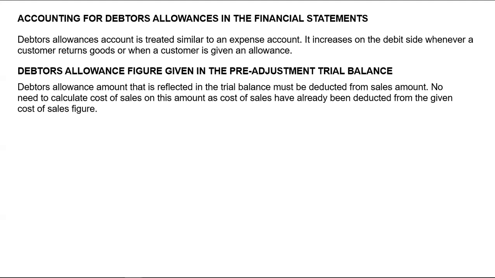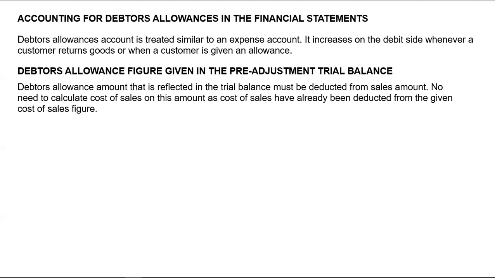So your only duty is to subtract the amount from the sales figure that you have and also subtract that amount from debtors control. Okay, in this case, actually, you don't need to subtract it from debtors control because that has already been taken into account. The fact that it's there in the pre-adjustment trial balance, it has already been taken into account. This only relates to debtors allowances amount that is reflected in the pre-adjustment trial balance.